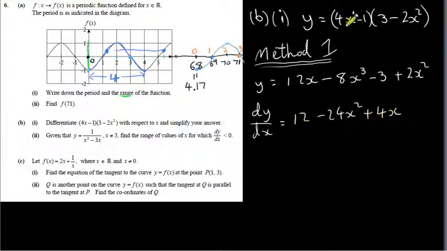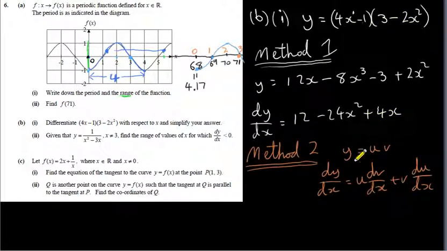That's method 1. Method 2 will involve using the product rule. So we have a product of functions here. We call one of the functions u and the other function v.